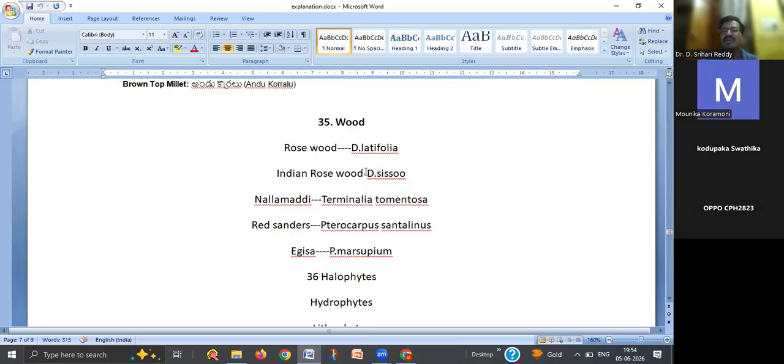Fabaceae. Indian rosewood, Dalbergia sissoo, also belongs to Fabaceae. Okay. Nalla Maddi, Terminalia tomentosa. To which family does it belong? Combretaceae. Okay. And red sanders, Pterocarpus santalinus, as we said earlier. Similarly, there is Yegisa, another important one, Pterocarpus marsupium. So Pterocarpus santalinus and Pterocarpus marsupium both belong to Fabaceae. Okay, so you should remember the common names of the wood plants and their botanical names and family names. They may ask any. They are very important.